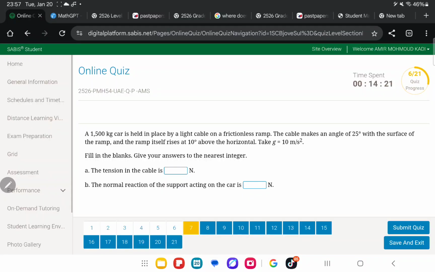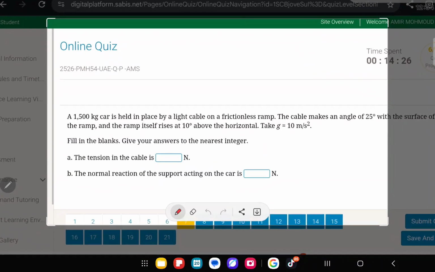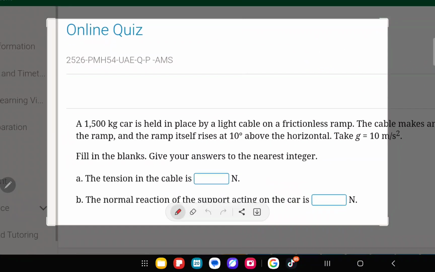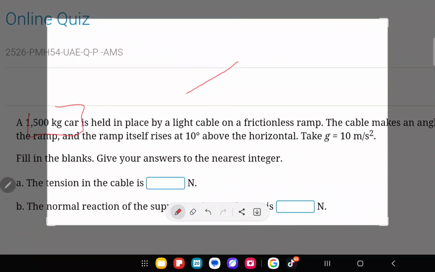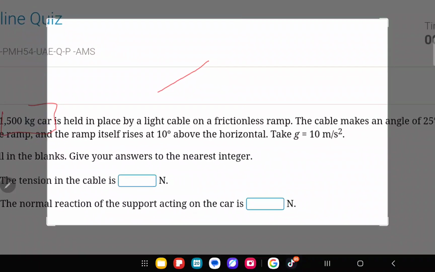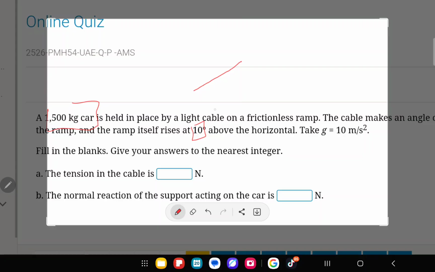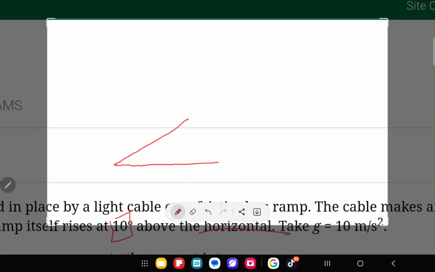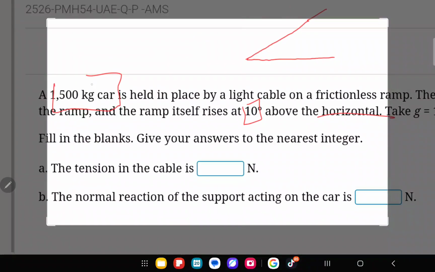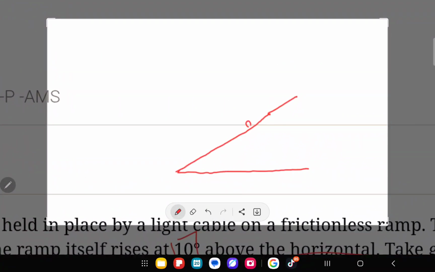Now, some people in my class asked me to solve this because they don't understand it, but it's actually a lot easier than it looks. So let's see here. First, we'll draw a body diagram. They said there's a 1,500 kilogram car held in place by a light cable on a frictionless ramp. So we have a ramp. They said this ramp makes 10 degrees above the horizontal. Horizontal is always the very lowest, and it's obviously horizontal. And on this ramp, there is a 1,500 kilogram car. We'll just denote this as a particle here.